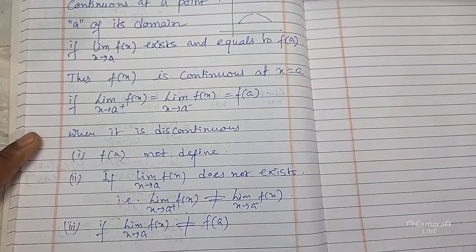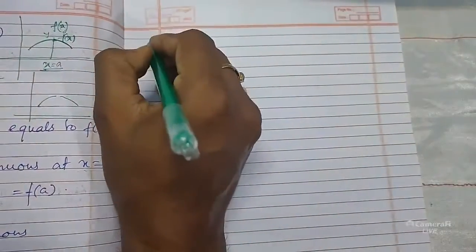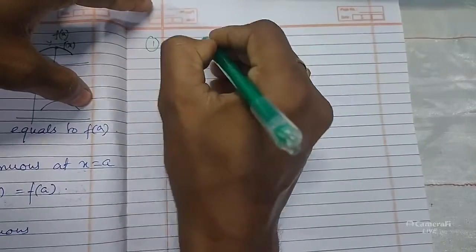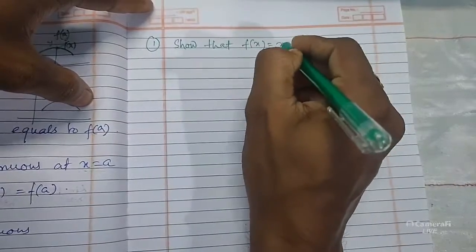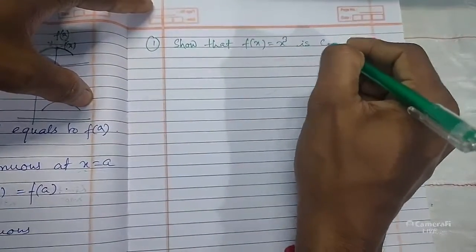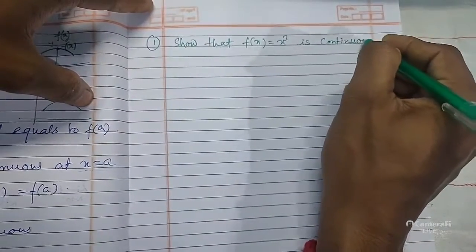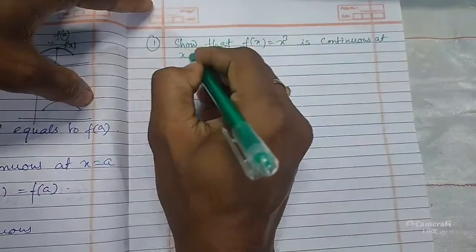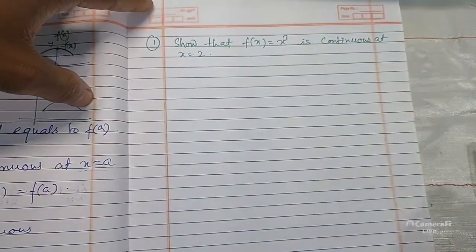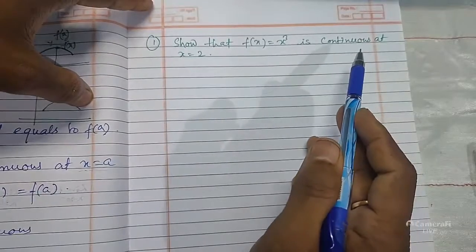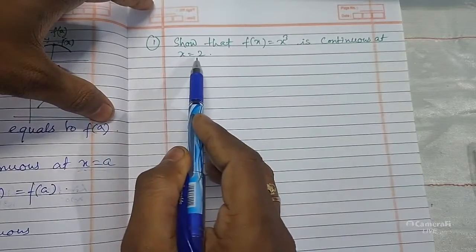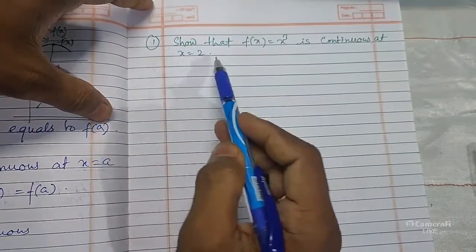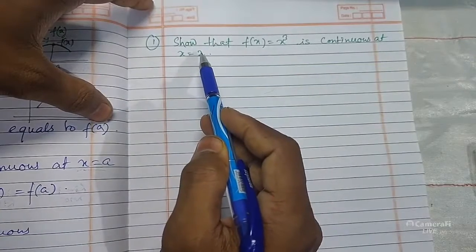So by example only it will be clear to you. The first problem: show that f(x) equals x cube is continuous at x equals 2. Whenever we have to check whether a function is continuous or not, we check it at a particular point. Here x equals 2 is given, so in the place of a, 2 is given.